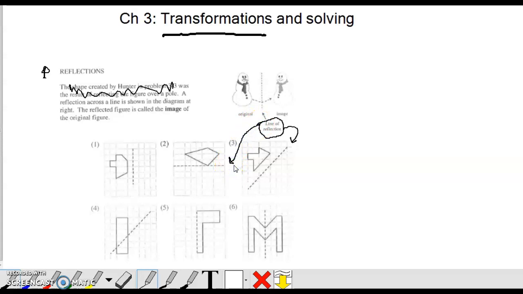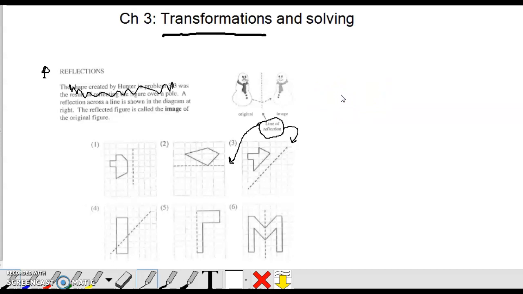And then what I want you to do is pause this video and try to recreate these images, right? So if you were to reflect this over, what would that look like? You may use the patty paper provided to you to help you with that. So go ahead and pause the video now and try to draw that line, the new image.